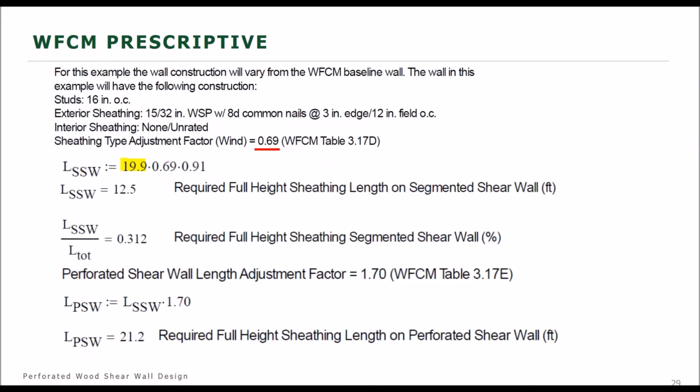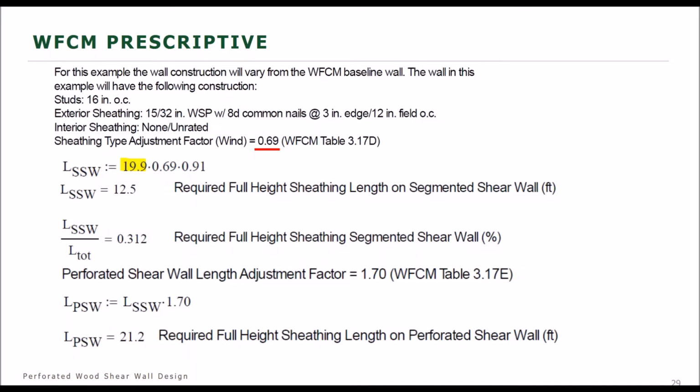Now, if we're neglecting the contribution of the interior sheathing, but keeping the exterior construction the same, you'll see that we've got 15/32 inch wood structural panels with 3-inch edge and 12-inch field spacing of our 8D common fasteners, but no or unrated interior sheathing. Our sheathing type adjustment factor will change. It was 0.6, now it's 0.69. But the process would be identical.